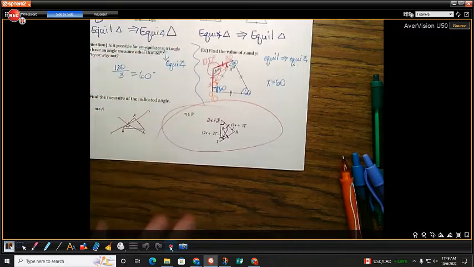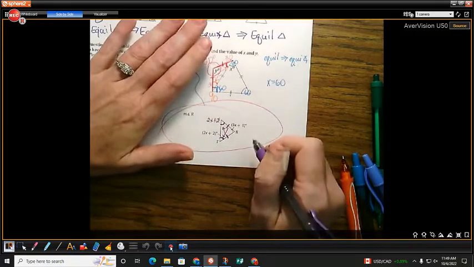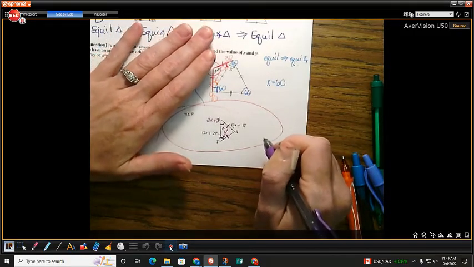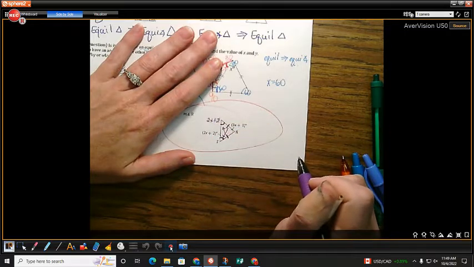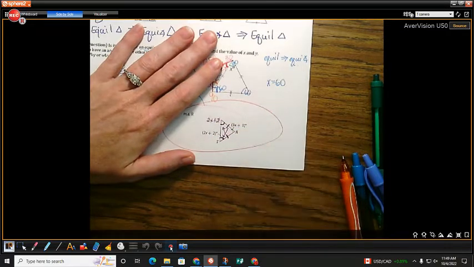Since I know that a triangle has to sum to 180 degrees, I can add all three of those to get 180 and solve the equation to find x. So let's see now how the students in the class have done with that.